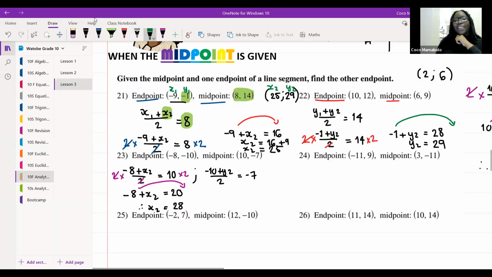Next step. You are going to times each side by 2. Times 2, times 2. Excellent. These 2 will cancel. What do I have left? You are left with negative 10 plus y2 equals to negative 14. Good. My next step. Negative 10 will move to the other side, and it's going to change the sign.